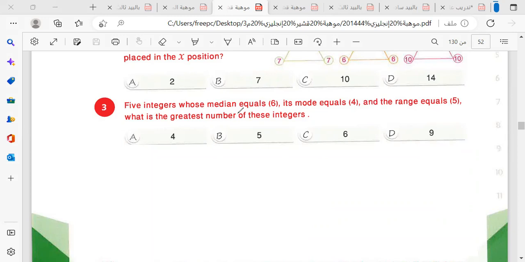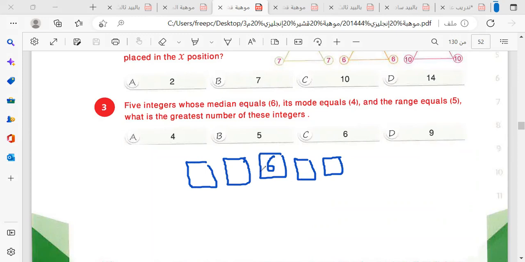5 integers whose median is 6. So that's the median 6. We put this in this. We can write 5 squares first, because these 5 squares are 5 integers. Then we fill the squares. Okay, now the median is 6, right?